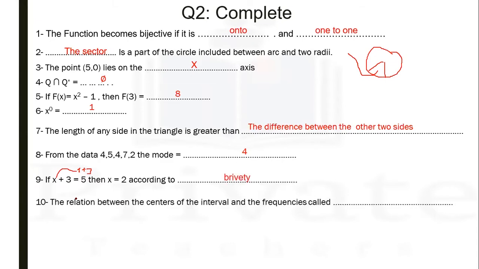The relation between the centers of the intervals and the frequencies is called... If you remember the figure, we call it the frequency polygon. We draw it this way. It is a connection between the centers of the intervals and the frequencies. So the relation between the centers of the intervals and the frequencies is called the frequency polygon.